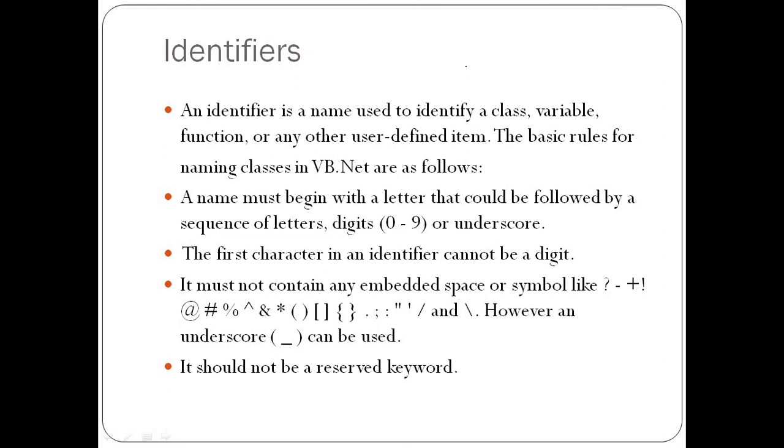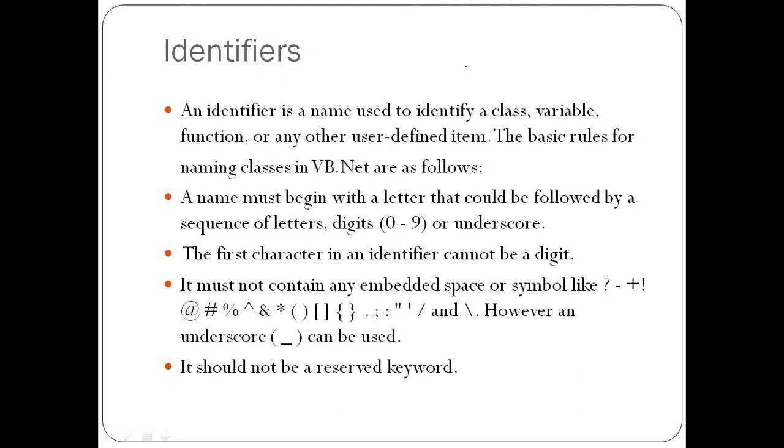The next concept we have is the identifier. An identifier is a name given to a variable. A variable name is called an identifier. An identifier is a name used to identify a class, a variable, a function, or any other user-defined item. There are some rules while giving names to these elements. While naming a class, a variable or a function, we need to keep in mind some basic rules. The first rule is that a name must always begin with an alphabet or a letter, and then it can be followed by a number or a special symbol, that is, underscore.